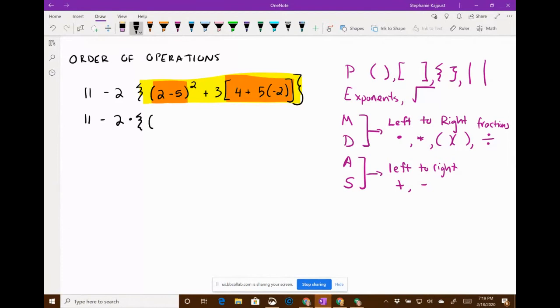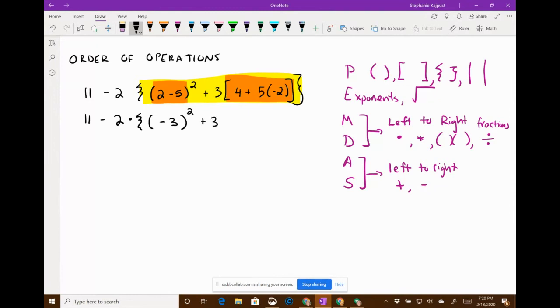Okay, so in my first orange, I have 2 minus 5 inside there. So I need to do that subtraction. That 2 minus 5 is the same as doing 2 plus negative 5. It's going to put us in the negatives because we're taking away more than we have. So that is going to give us a negative 3. And then I have my exponent.